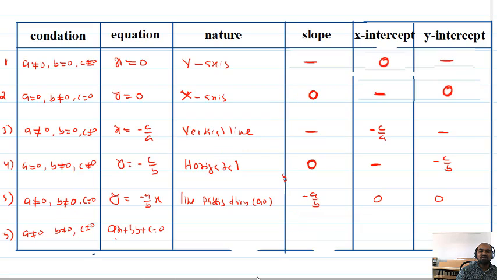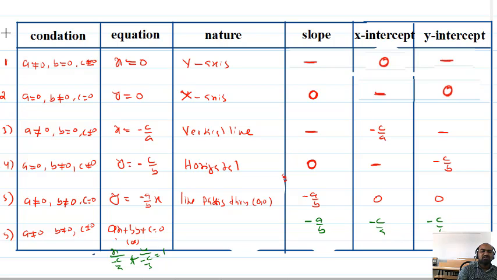Okay, I will write that only. I will write x by minus c by a, comma, y by minus c by b, plus equal to 1. So, intercept form, no? What is the nature of the line? Intercept form. This is a straight line only, no. What is the slope? I can say that slope is minus a by b. What is the x-intercept? Minus c by a. What is the y-intercept? Minus c by b.